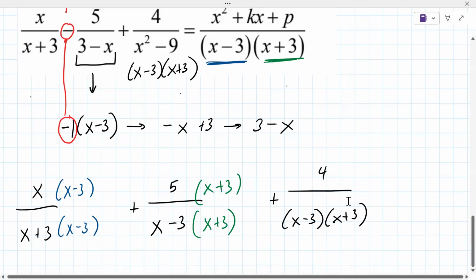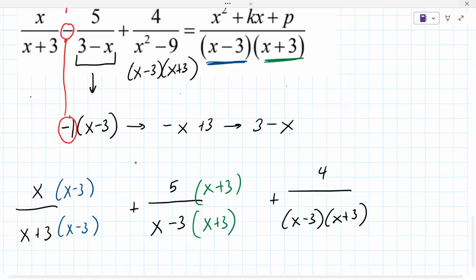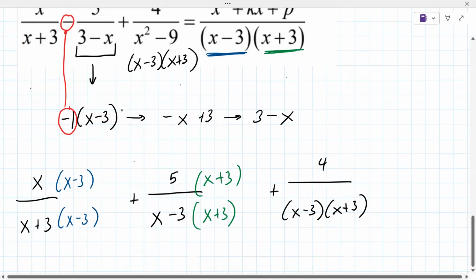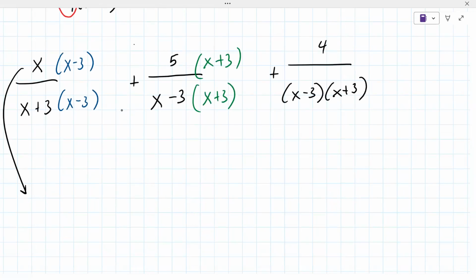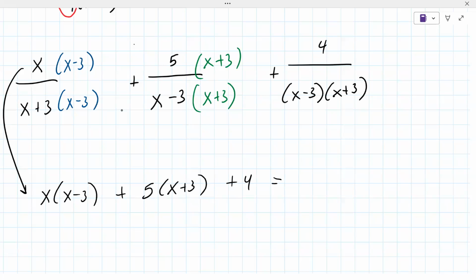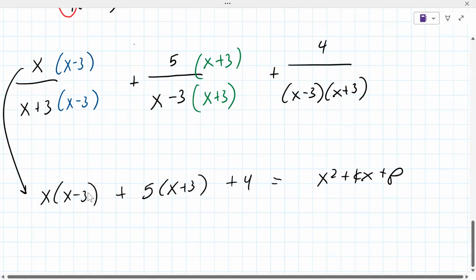Is this one missing anything? No, it's not missing anything. So you don't have to do anything with that. It's okay not to do anything. So again, now you just look at the top. x times x minus 3. Once it's the common denominator, you can just care about the top and then add in the denominator after. Exactly. Got it. All right, so why don't you see if you can solve this for k and p from here? And let me know what you come up with.